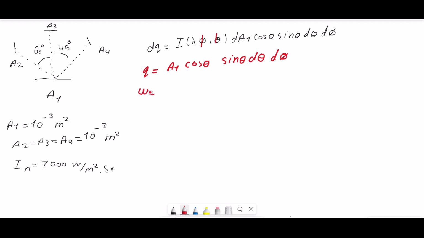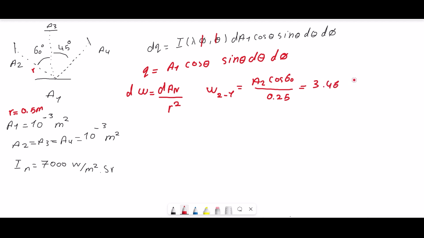And we know that the derivative of omega is equal to dAn divided by r to power 2. So we can calculate d of omega for every surface. For example, between 1 and 2, we can write omega 2,1 equals the surface that is perpendicular to this line, which is equal to A2 cosine of 60 divided by r squared, where r is this line and r is equal to 0.5 meters. So this is 0.25.